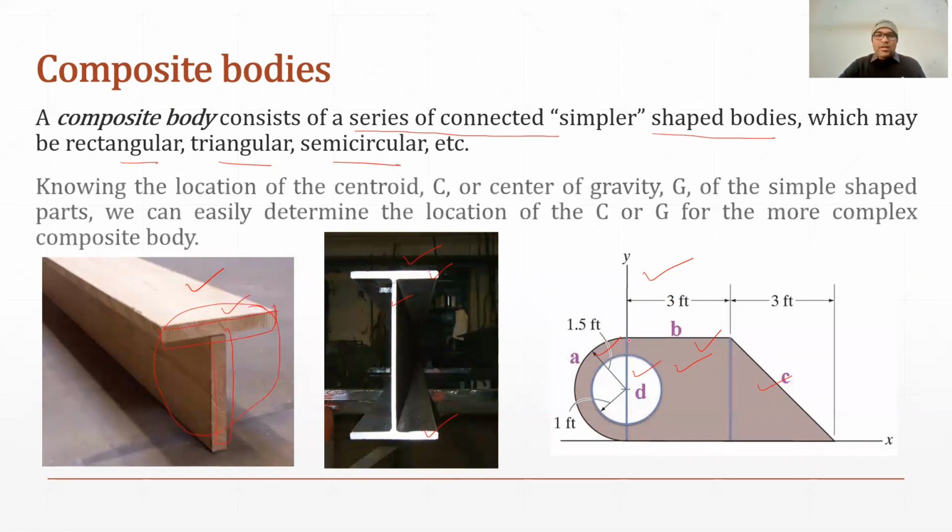So now this time we are supposed to determine the centroid or center of gravity of such complex bodies. So now how can we determine them, that we will see. As I said, knowing the location of the centroid or center of gravity of the simple shaped parts, as you can see, we know the centroid of this single rectangle. We know the centroid of this single rectangle. So knowing them, we can have a process through which we can find out the centroid of a complex area.